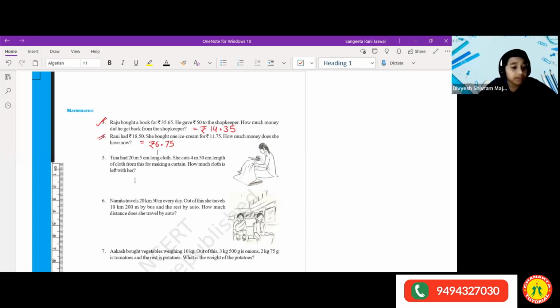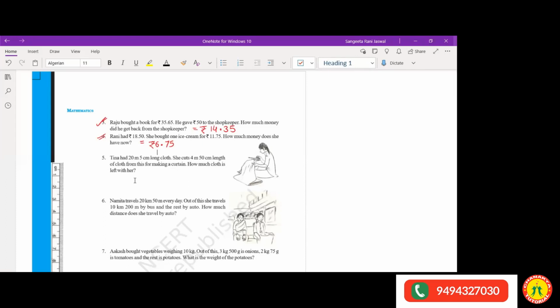Ma'am, length of cloth Tina had. Good. Okay. Charvik, tell me the second statement. What will it be? So Tina, she cut 4 meters 50 centimeters from 20 meters 5 centimeters. She uses 4 meter 50 centimeter of the cloth. Okay. Then Sritej, what will you do in this case further?